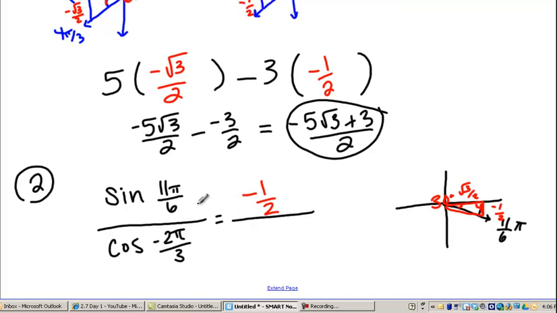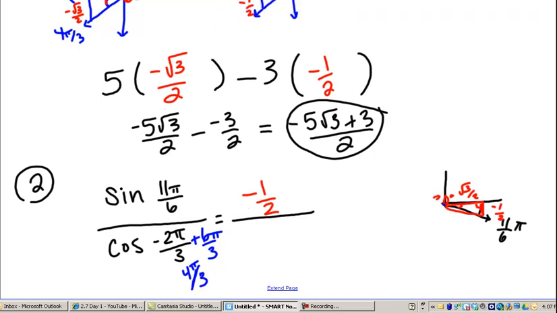Okay? Next, we've got to find cosine of negative 2 pi over 3. It's negative. You want to make it to where it's a positive. So we're going to add 6 pi over 3. We're left with 4 pi over 3. That's a terrible drawing. All right. Which is in the 3rd quadrant.